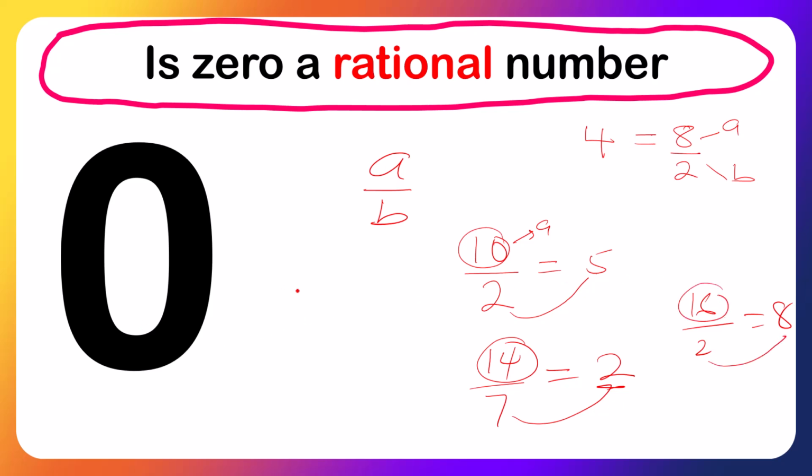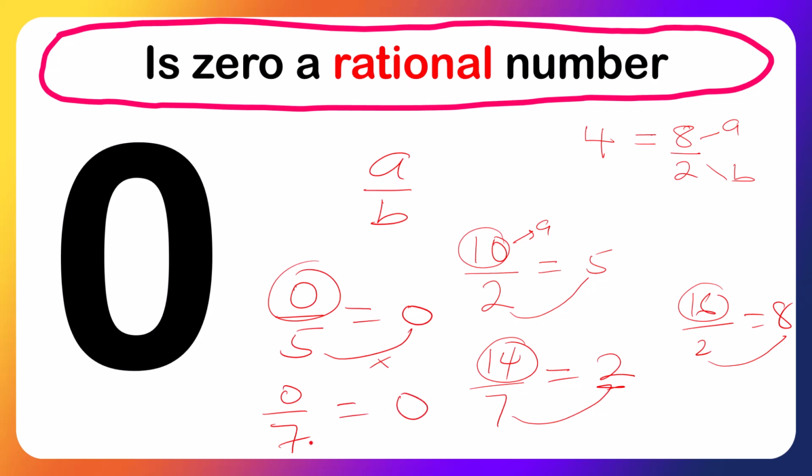Now let's take 0 on 5. That is 0. Now 5 times 0 is 0. Okay, 0 on 7 is equal to 0. 7 times 0 is 0. Now, because we can express 0 as A on B, it means 0 is a rational number.